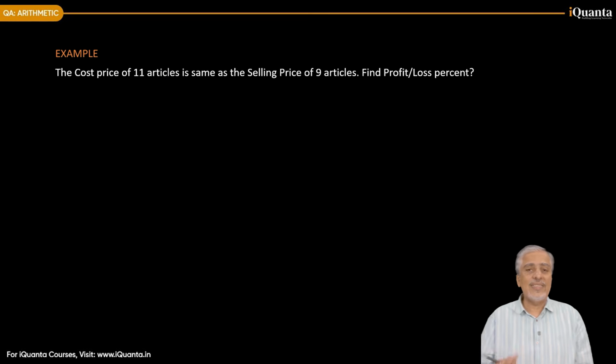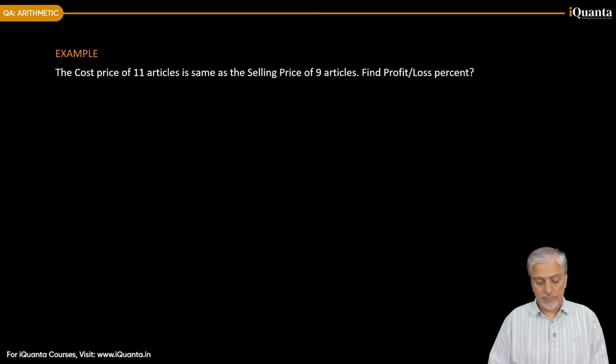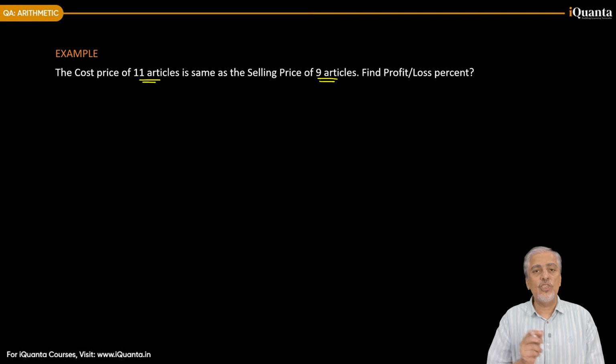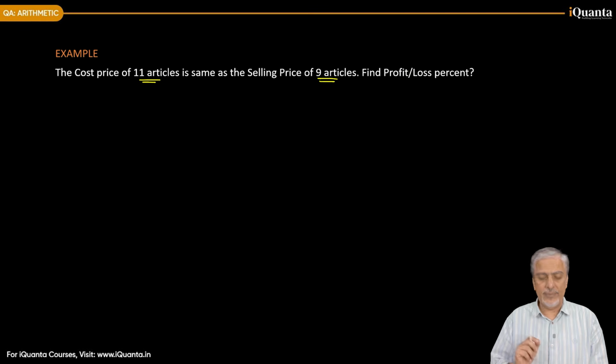Let's have a look at the next type of concept which we are studying in this video. The cost price of 11 articles is same as the selling price of 9 articles. Find the profit or loss percent. The best way to do such questions is just learn how to translate English to maths. How do you do that?